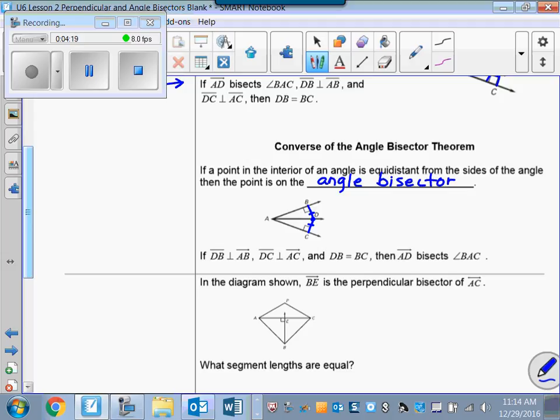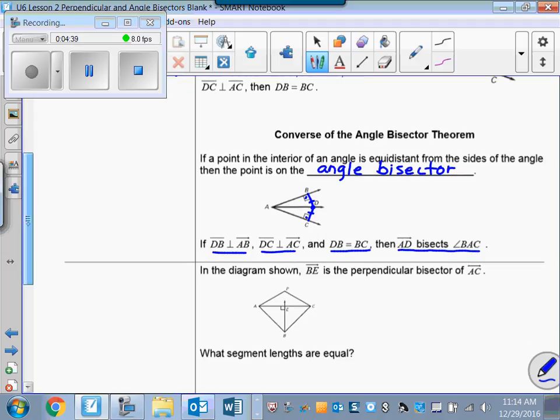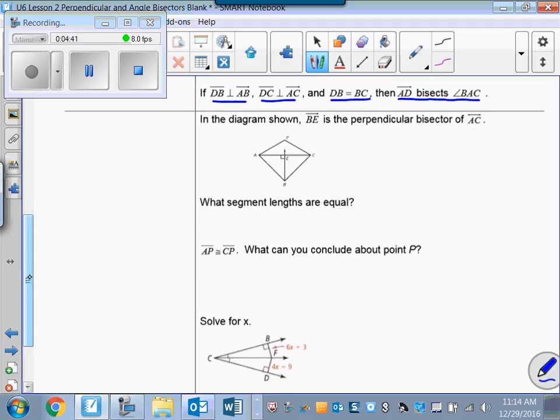In other words, if DB is perpendicular to AB, which we see right here, DC is perpendicular to AC, which we see right here, and DB equals DC, well, they're congruent, so we know their measures are equal, then I know that AD bisects that angle BAC. All right, let's look at some examples now.